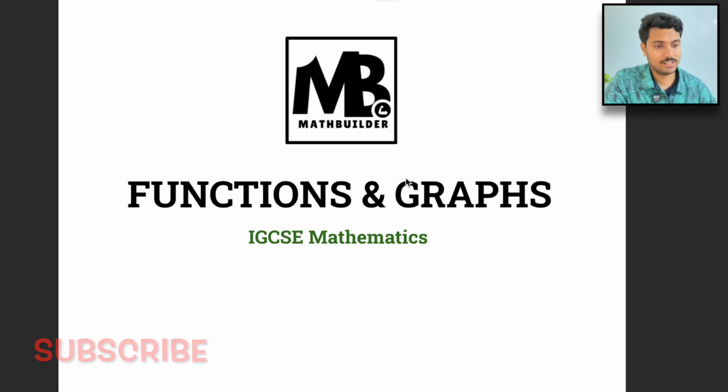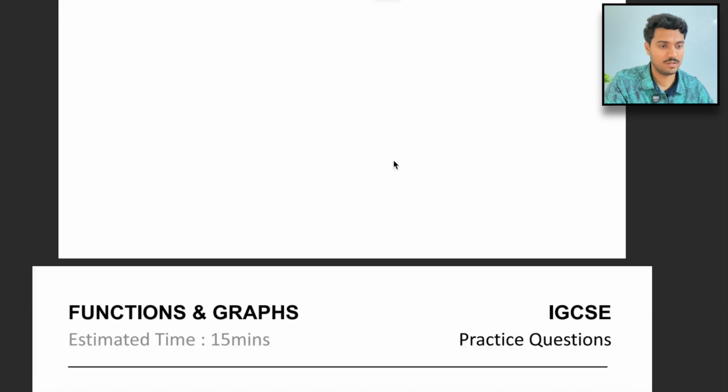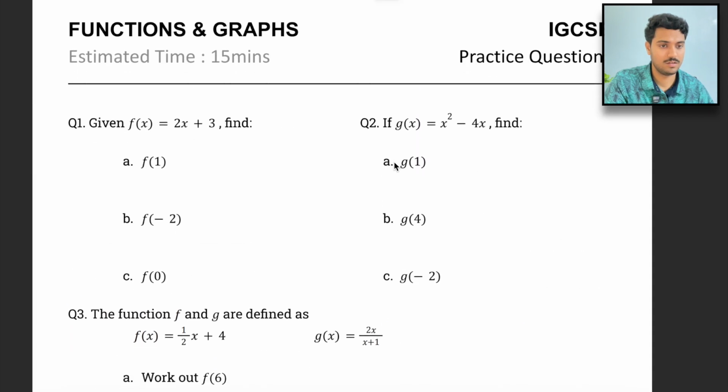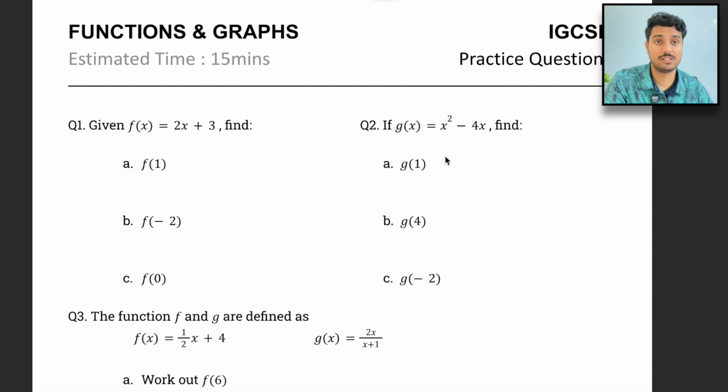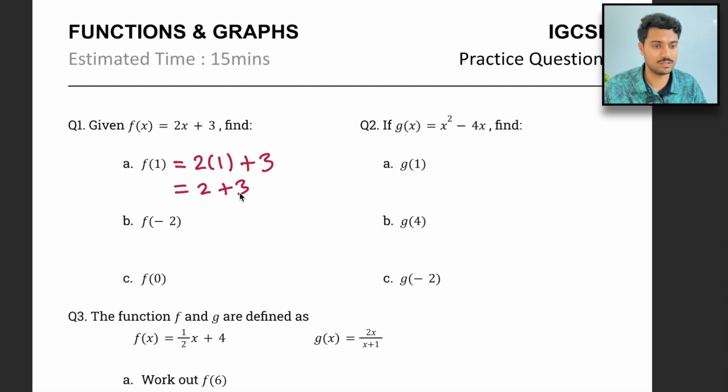Functions and graphs. So let's solve some problems based on the same. If this is relevant to you, I suggest you bring a pen and paper and you can solve the questions along with us. Question number 1, it says f of x is equals to 2x plus 3. Find f of 1. So very simple. You just substitute the value of 1 in place of x. So 2 times 1 plus 3, that is 2 plus 3, which is 5.